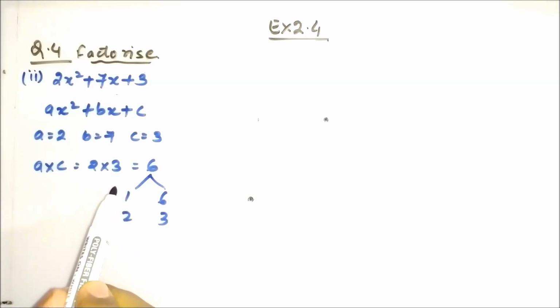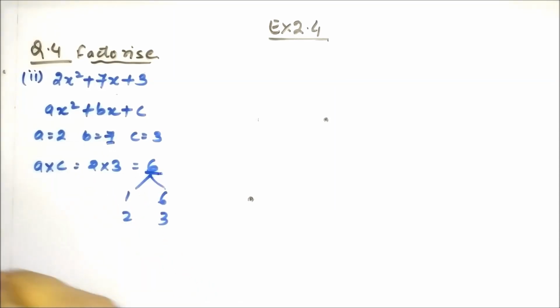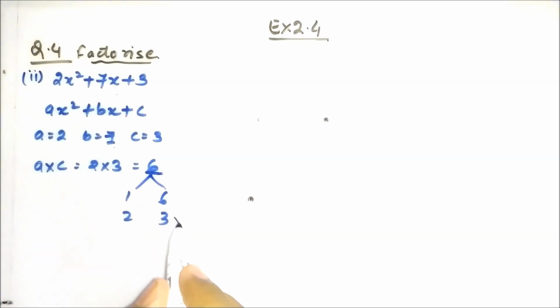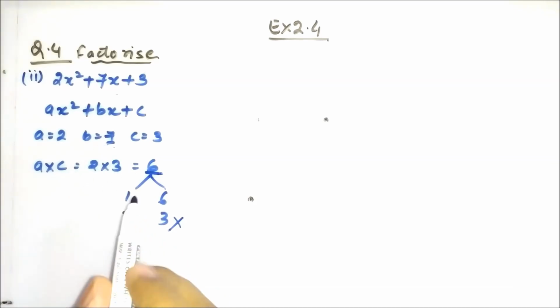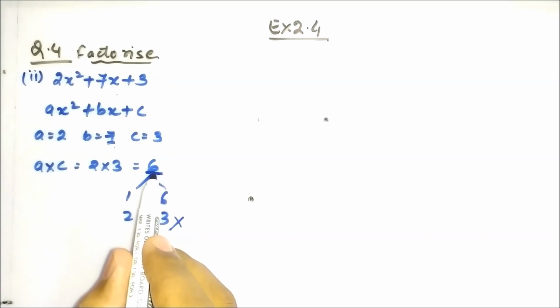Now we have to select such pairs so that after multiplying we will get this, and after adding we will get this. So definitely 2 and 3, if you add you will get 5, if you subtract you will get 1. So there is no chance we will get the value of b, that is 7. So this is ruled out. So 1 and 6, when you add you will get the value 7. Now 1 plus 6 will give you 7, and 1 multiplied by 6 will give you 6 only.